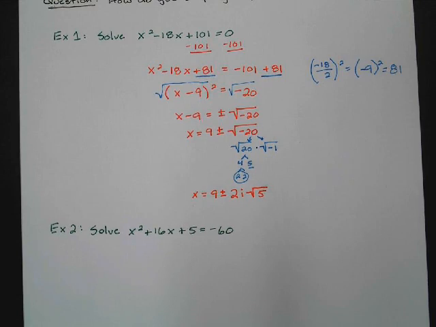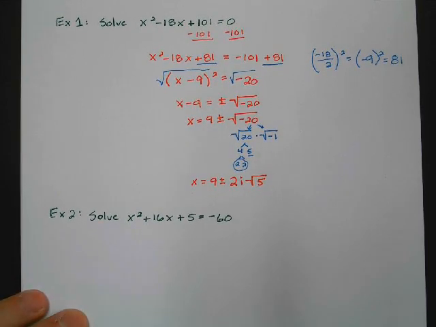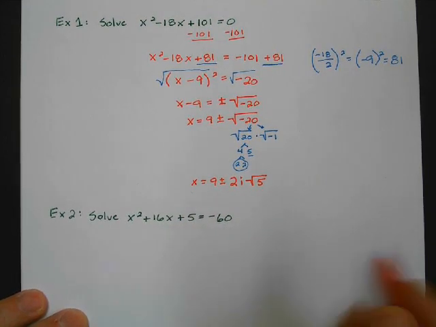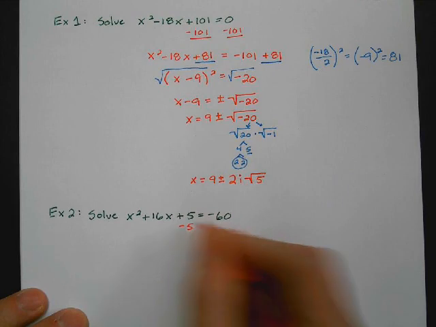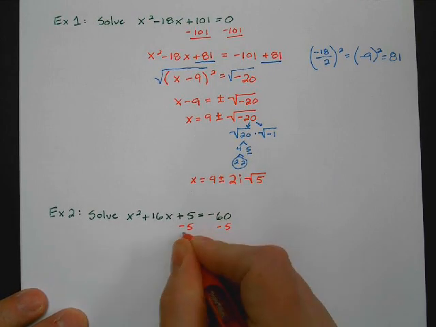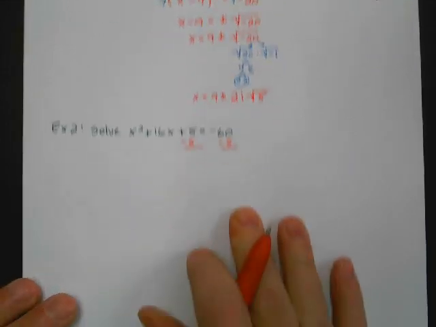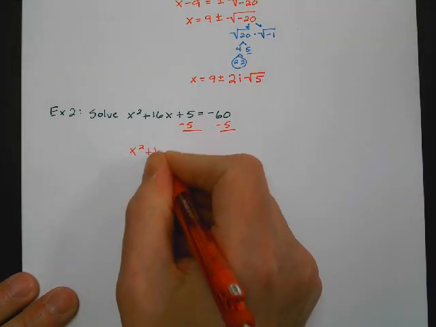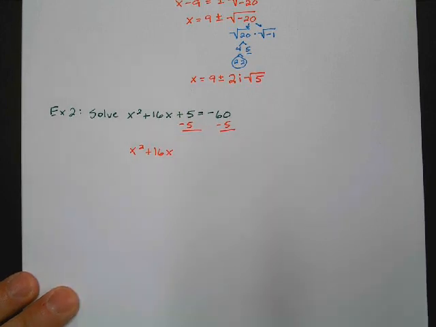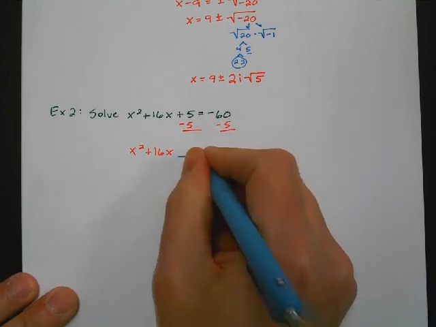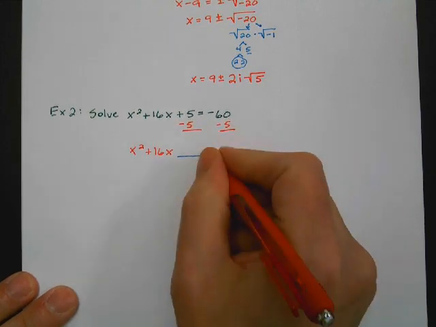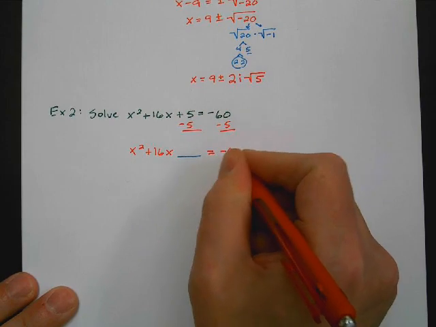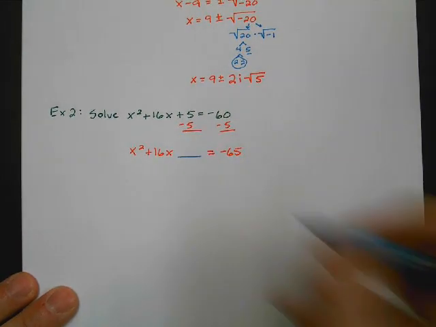So we got x squared plus 16x plus 5 equals negative 60. I need to take this c value and move it to the other side, so I'll subtract 5 from both sides. I get x squared plus 16x. I'm about to complete the square, so I'm going to leave a blank here so I can fill in the number that I'm going to have to add to both sides. Over here I get negative 65. I need to leave a blank right here.